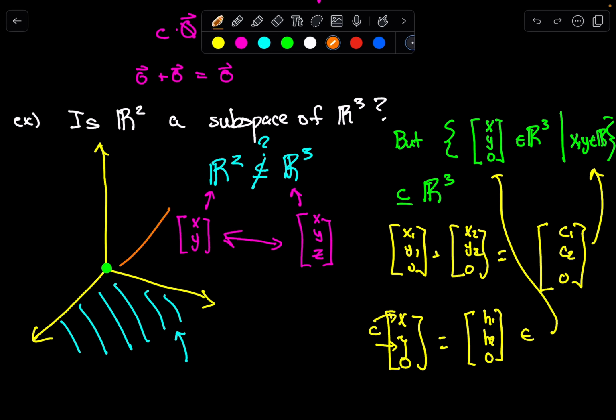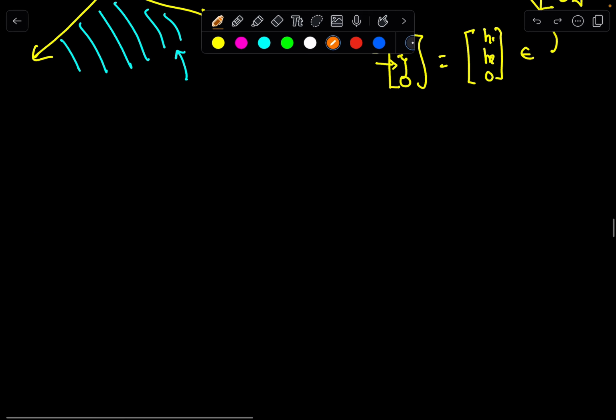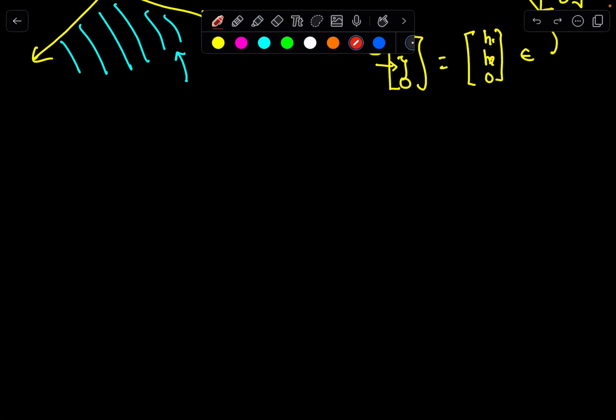However, this plane right here doesn't go through the origin. It immediately fails being a subspace because the 0 vector is not in there. So we need to include the 0 vector. So visually, if you're asked a question like, is this a subspace? One of the easiest checks to do is, if I draw this thing, does it go through the origin?